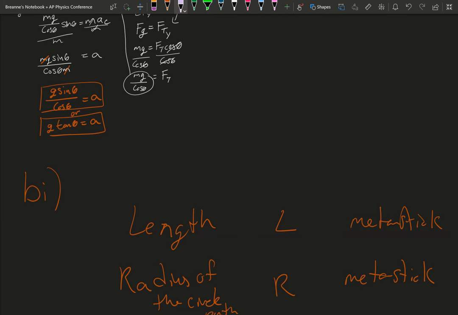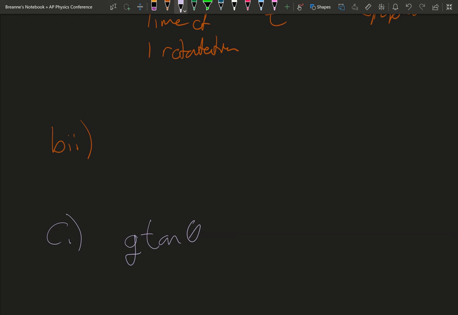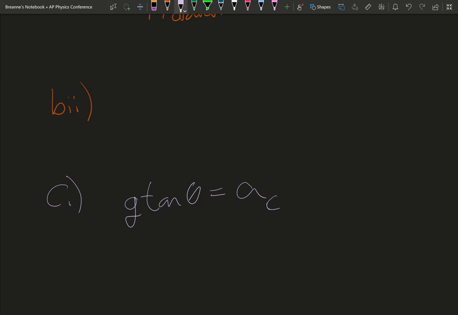So if we look at this equation that we came up with over here, so this is C. g tangent theta equals a_c. We're looking at this, but we can't really measure a_c. We'd have to break a_c down. So remember, a_c equals v squared over r.